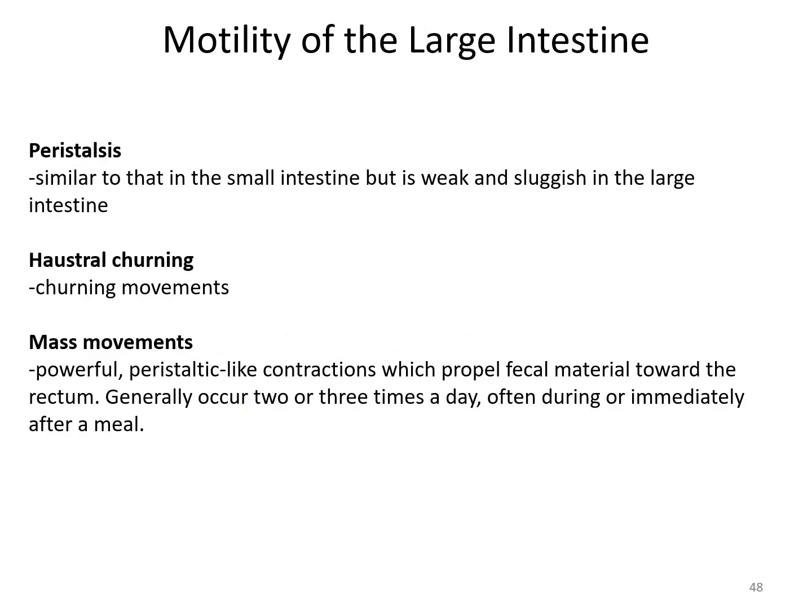Motility of the large intestine, you've got peristalsis, where we're moving the substance from point A to point B. It's a little bit slower, a little bit less powerful as it flows through the large intestine. Haustral churning is like the mixing motion, or segmentation. Mixing we saw in the stomach, segmentation in the small intestine, haustral churning for the large intestine, where we're just mixing what's there. And then you've got the mass movements, which are powerful peristaltic waves, and those are responsible for propelling the fecal material towards the rectum, so that's going to lead to an actual bowel movement.